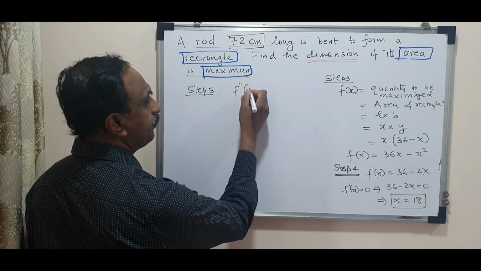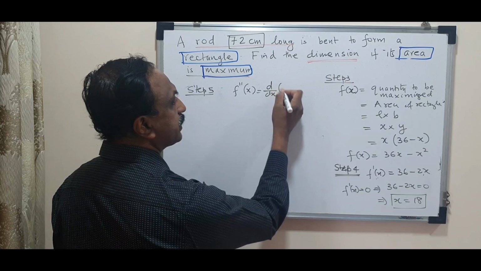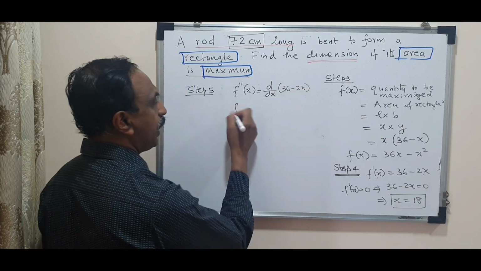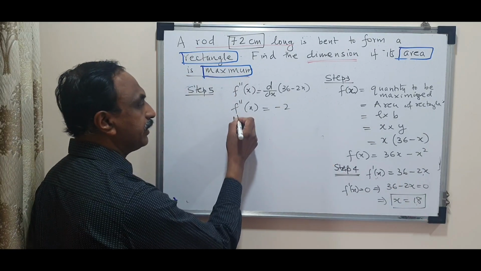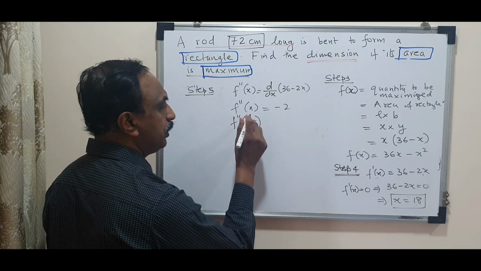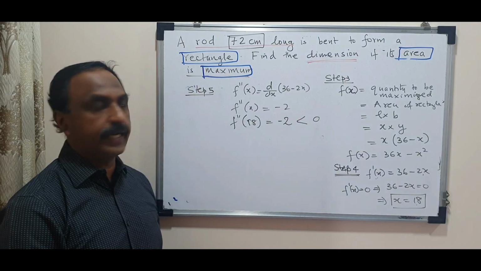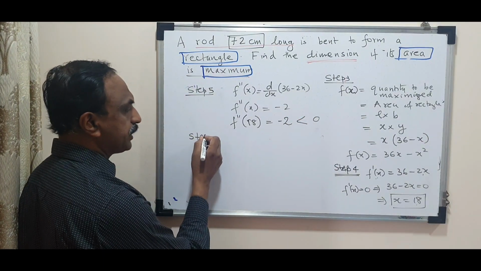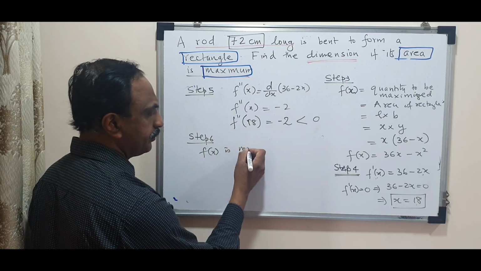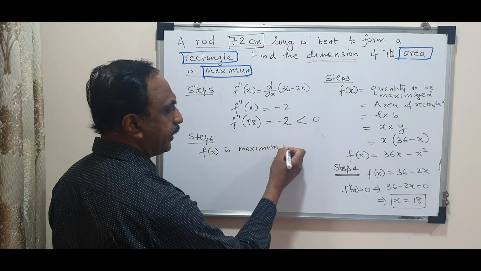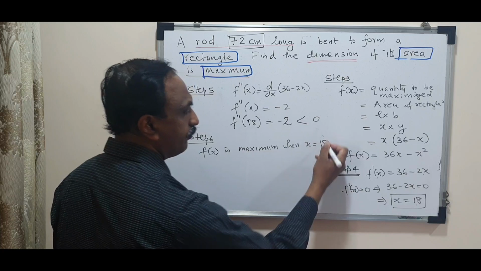Step number 5. Find the second derivative. The second derivative gives you the derivative of 36 minus 2x. So f double dash of x is always minus 2. That means when x is 18, that time also the derivative value is minus 2, with the negative. So my conclusion, step number 6, is your conclusion. So f of x is maximum when x is equal to 18.